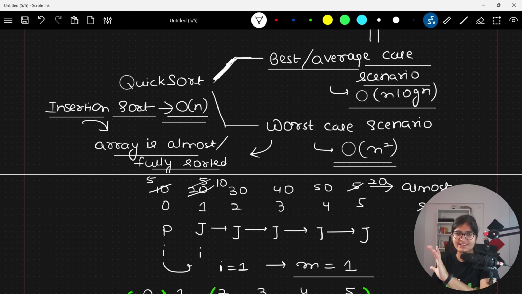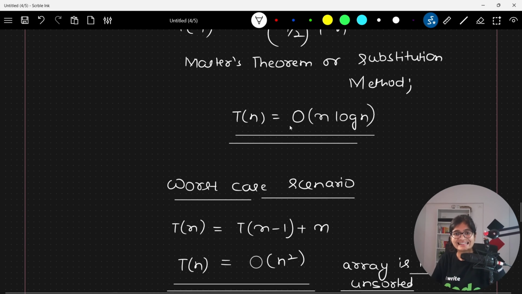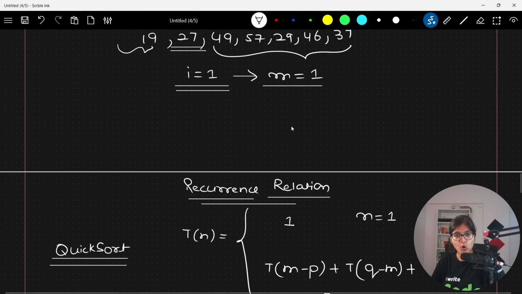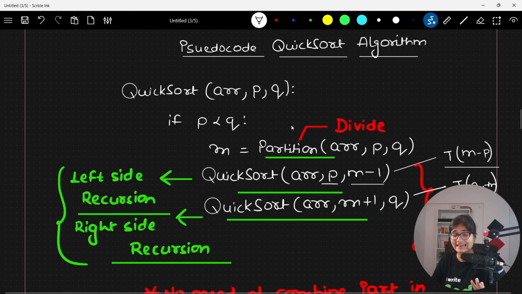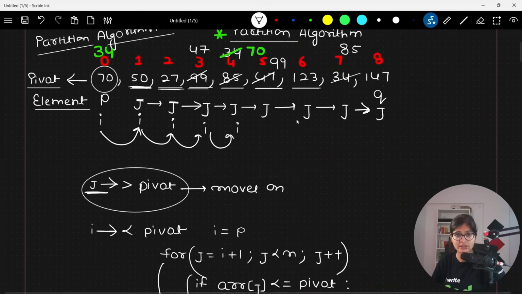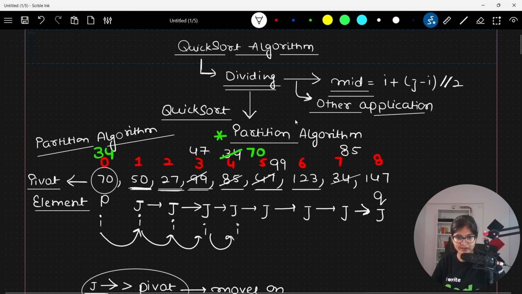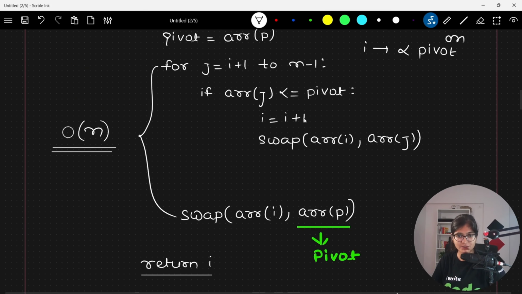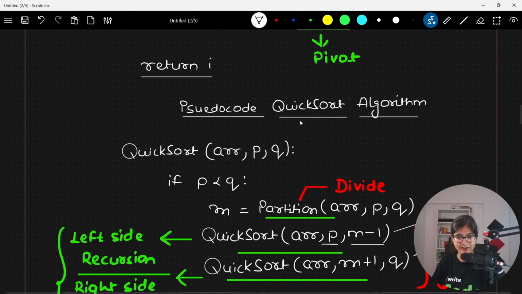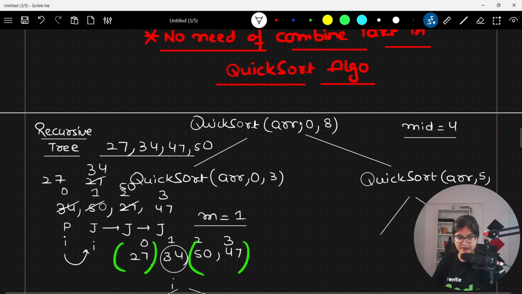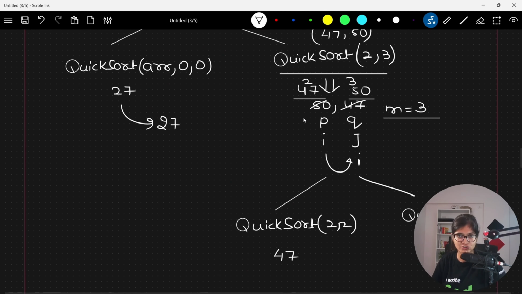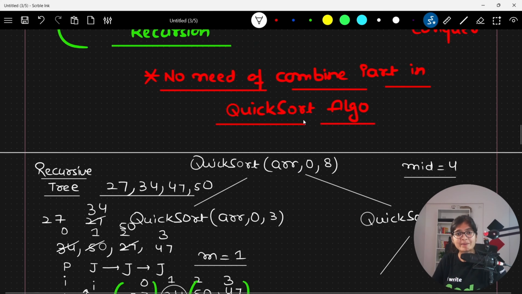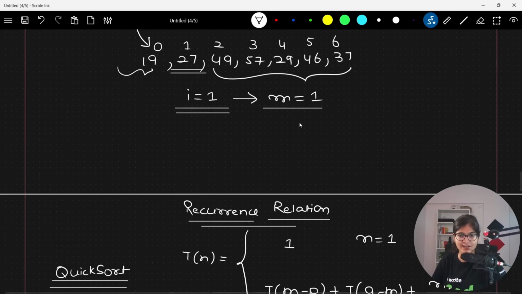Always go for an insertion sort kind of algorithm where the time complexity is big O of n, right? So in this particular session, overall, we did a great in-depth discussion about QuickSort. We started with understanding the partition algorithm. After that, we saw the pseudocode of the partition algorithm followed by the QuickSort algorithm. After that, we saw the recursive tree for the same, because recursion is applicable here. And because there is a recursion, there will be a recurrence relation as well.